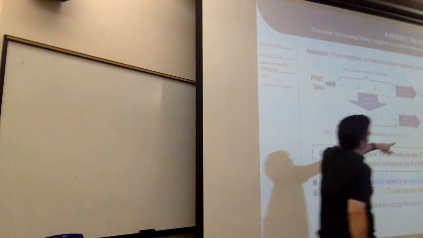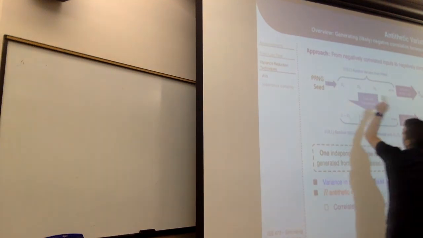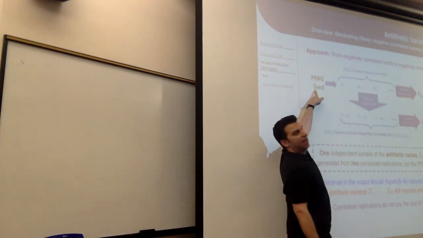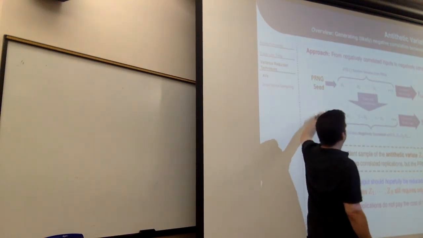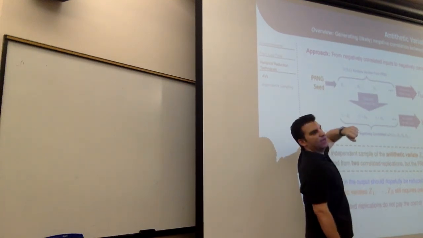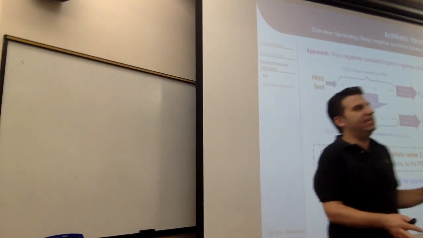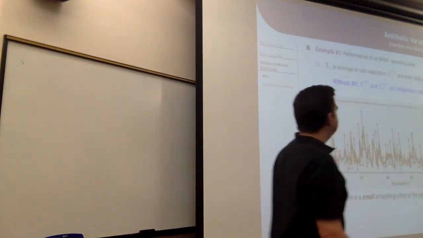And if I need to run R replications of Z, I still only need R draws from the random number generator. And so even though I'm running the simulation model twice, I'm not actually drawing twice as many random numbers, and that can be very good computationally. But the key point is reducing this variance. And so let's see if it works.